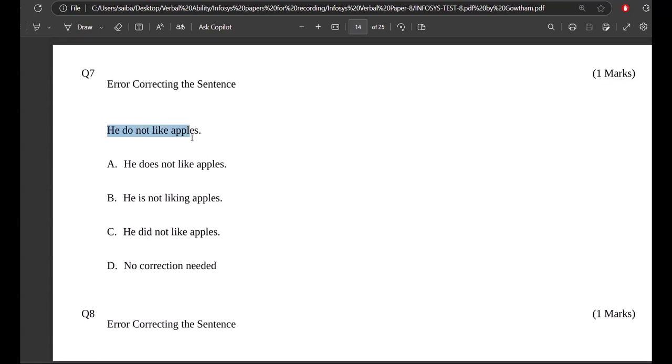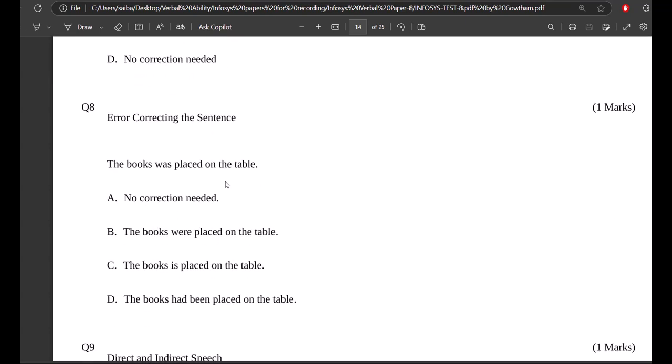Next one, he do not like apples. The same correction. He does not like apples. Remember, sometimes we say it in a flow. He don't drink milk, but it is grammatically incorrect. We always have to say does not. He doesn't drink milk. He doesn't like apples. So this is the answer.